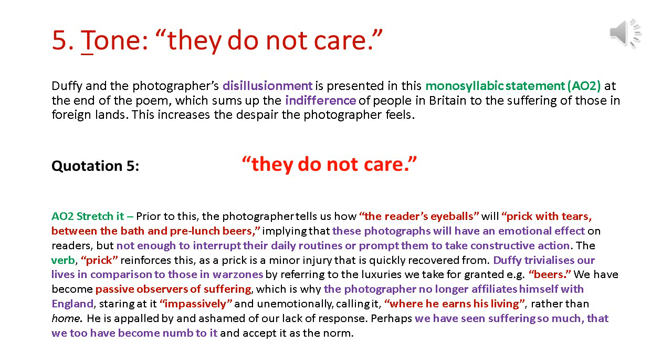And this explains why the photographer no longer affiliates himself with England, with Britain. And when he's in the aeroplane, we're told that he's staring at it impassively and unemotionally. And he calls it where he earns his living rather than home. So that just suggests that he's appalled by and ashamed of our lack of response to these photographs. It's almost like we've seen so much suffering that we too have become numb to it and we accept it as normal. And that's what frustrates the photographer so much.